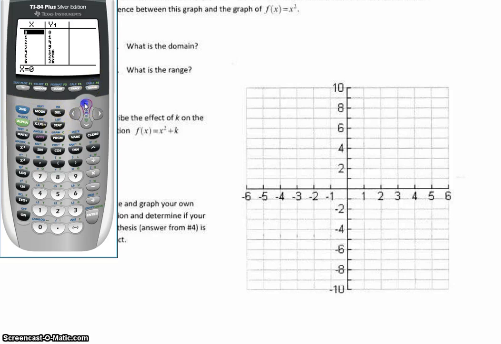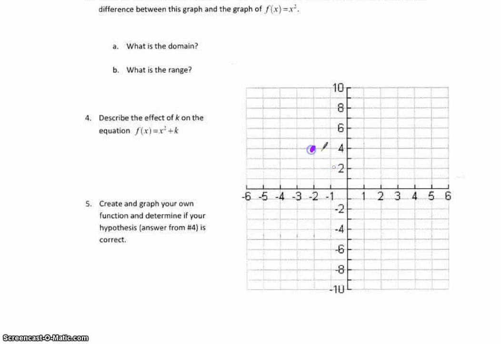You need to have some negatives, some positives. Okay, you got to have 5 points. So let's go with negative 2, 4, negative 1, 1, 0, 0, 1, 1, and 2, 4. So take a minute and plot those points on your graph. And if you drew a line and connected those points, it would look something like this.